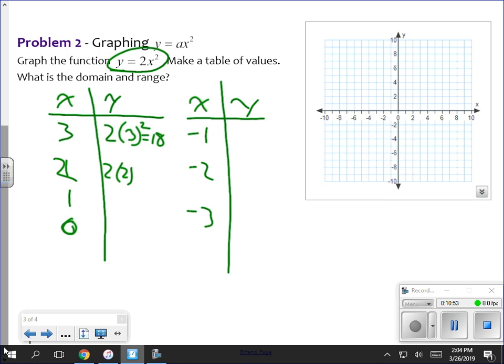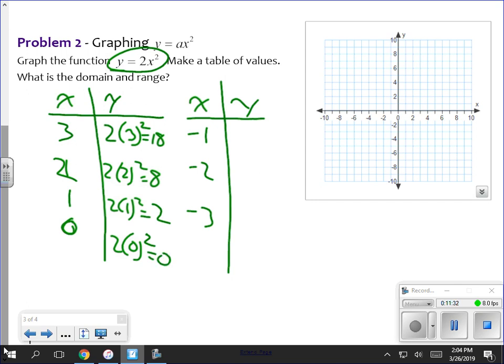2 times 2 squared. I square it first. Gives me 4. And then 4 times 2 gives me 8. Then I plug in 1. 2 times 1 squared. Well, that's easy. What's 1 squared? 1. What's 2 times 1? 2. You sure about that now? We can handle 2 times 1? I don't know. Sometimes I wonder. Okay. 2 times 0 squared. What's 0 squared? What's 0 times 2?